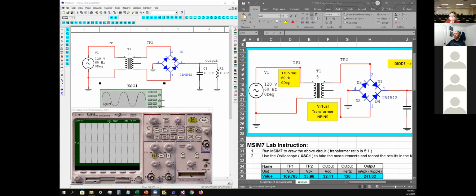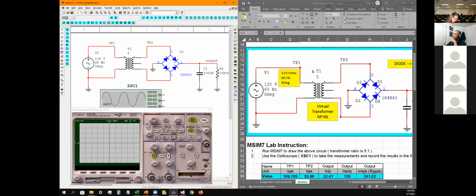Okay, can you see my screen, the assignment 11 with the MSIM 7? Yes, I see it. Okay, so are you okay with this? Do you know how to get all the parts and put them on here? No, I couldn't get that. I made mine, but it does not look like that.